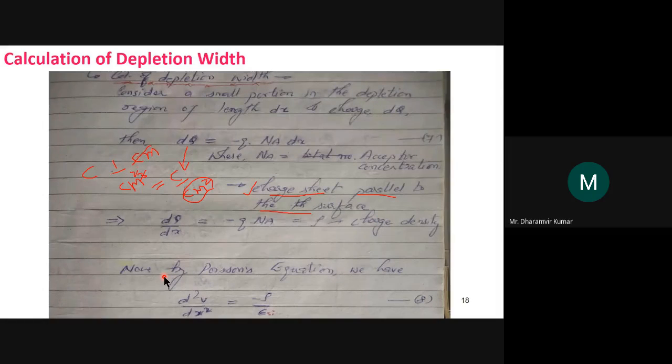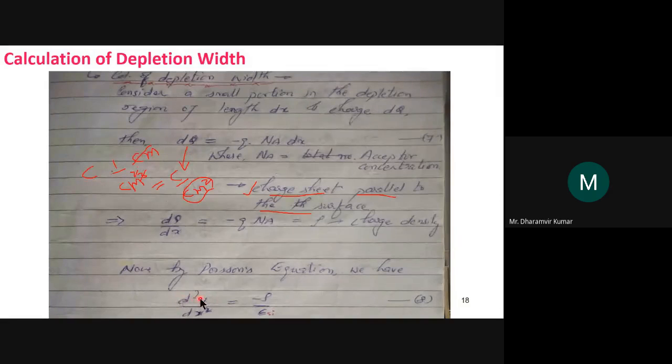Now we will use Poisson's equation here for deriving the depletion width. The statement of Poisson's equation is this one, that it relates the rate of change of voltage with the charge density. That is, it establishes a relation between the rate of change of voltage with respect to distance and the charge density rho here. So this statement is universal.